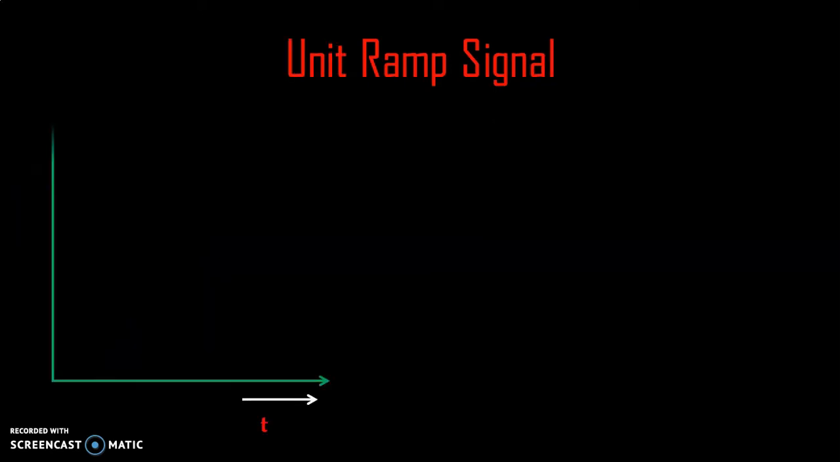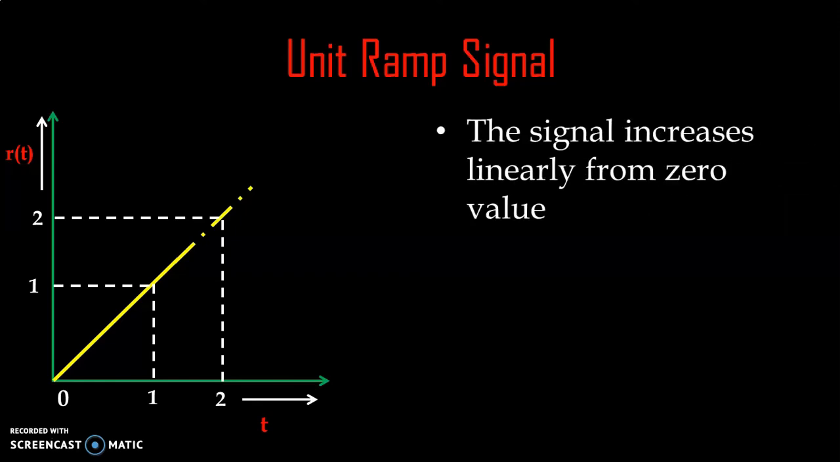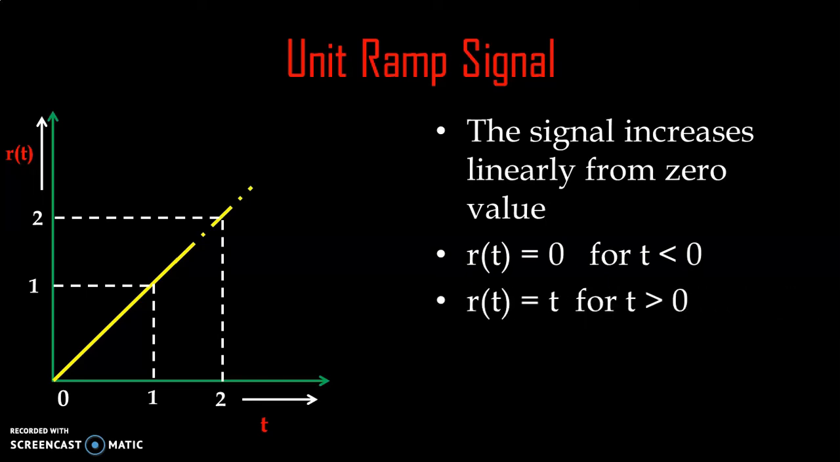Same way, unit ramp signal. The magnitude is equal to 1. The signal increases linearly from 0 value. R of t is equal to 0 for t less than 0. R of t is equal to t for t greater than 0. Value of A is equal to 1.